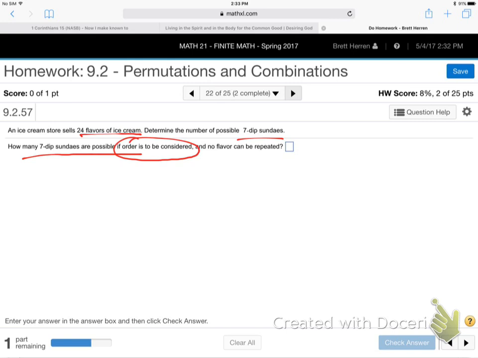So is it going to be a P or a C? P, because order matters, right? So it's out of 24, pick 7. That's a big sundae, 7. Out of 24, pick 7, order matters. These are like the easiest word problems we've had to do.